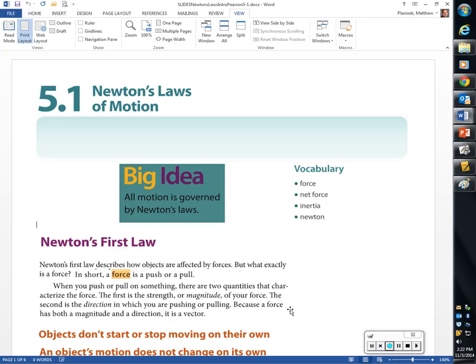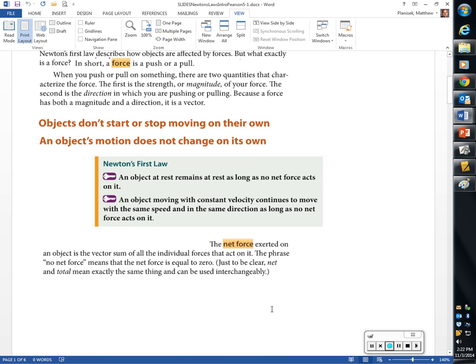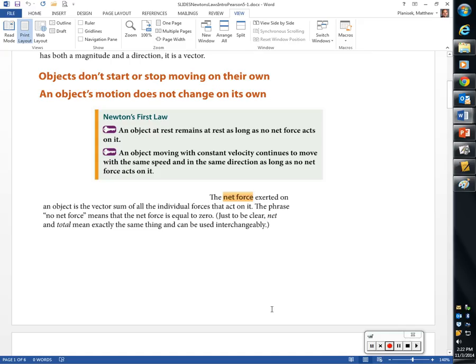And the two key points of Newton's first law are summarized here. An object at rest remains at rest as long as no net force acts on it. An object moving with constant velocity continues to move with the same speed in the same direction as long as no net force acts on it. The two key points being there, and we'll get into this a little bit more today, no net force.